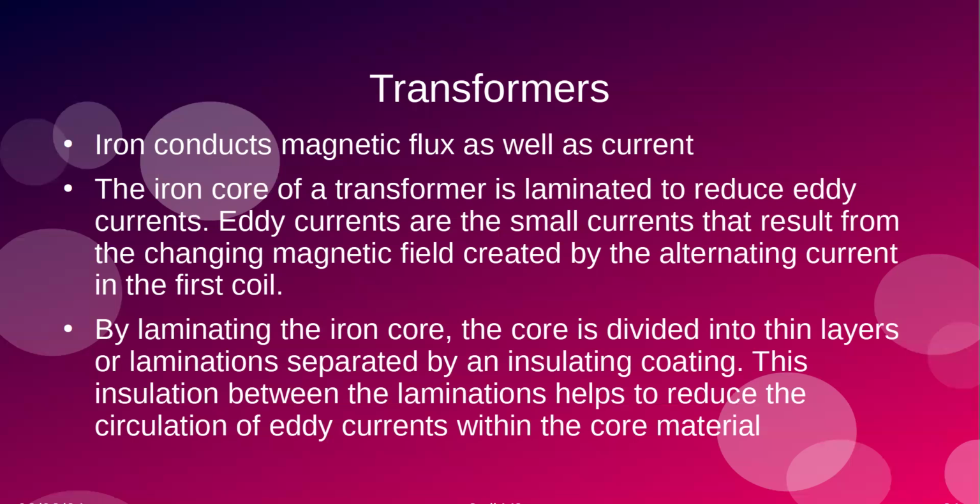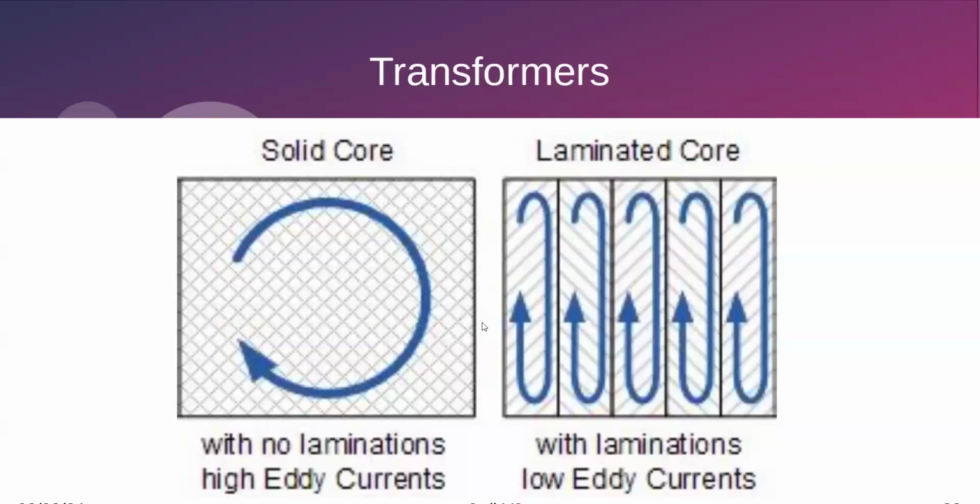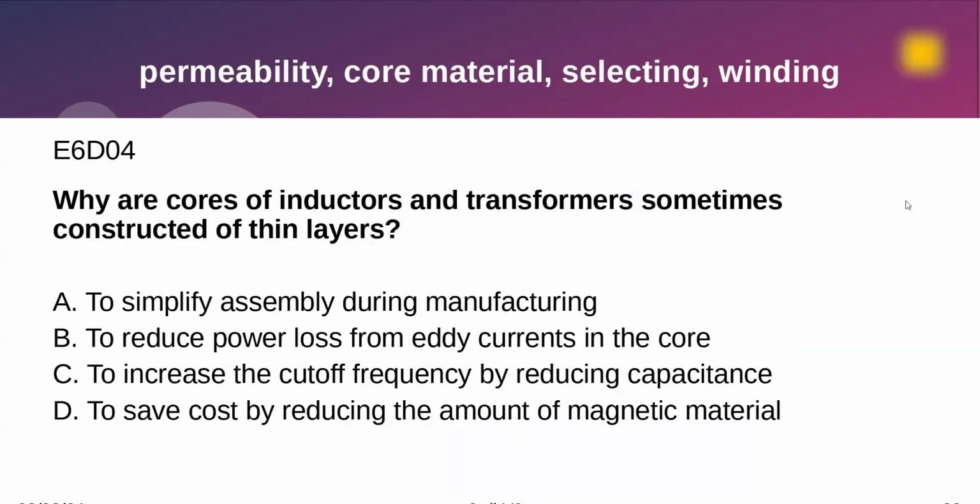A lot of the bigger power transformers today are actually done for... showing if you didn't have any laminations, then you get this large current flowing there. Whereas with the laminations, you get a lot of small eddy currents. Wire cores and inductors are sometimes constructed of thin layers.